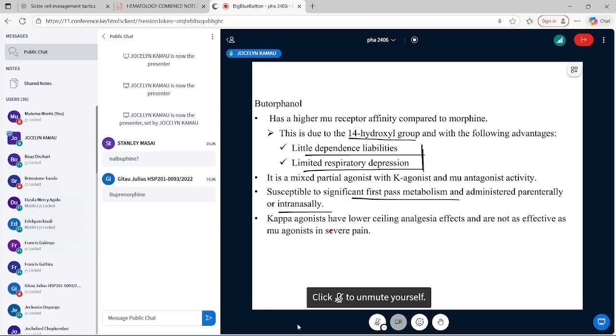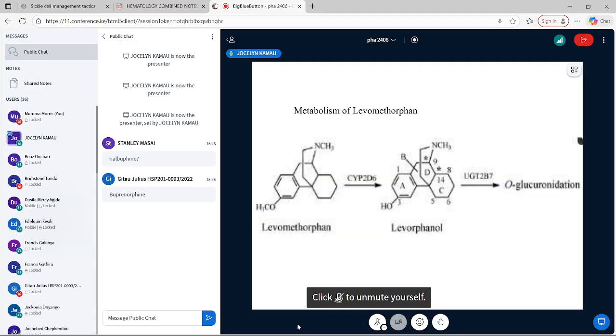Kappa agonists have a lower ceiling analgesic effect and are not as effective as mu agonists in severe pain. Remember, we had said that when these drugs bind the mu receptor, that is when you get maximum analgesic activity. When they bind kappa receptors, they have a lower ceiling analgesic effect and are not as effective as the mu receptors. That I think we had mentioned earlier.